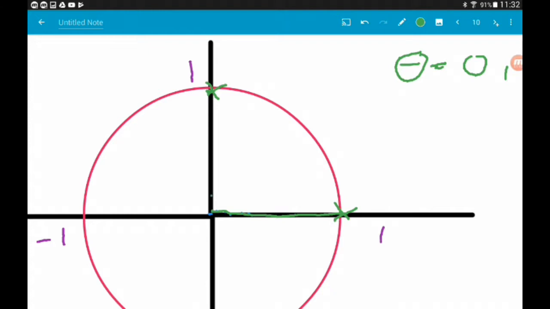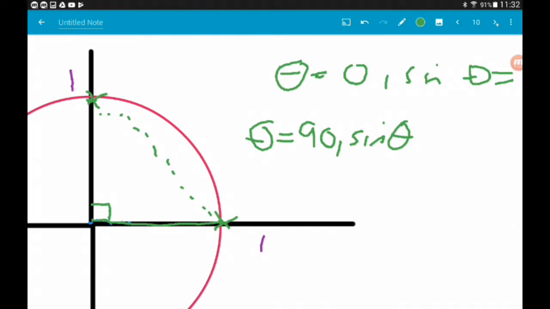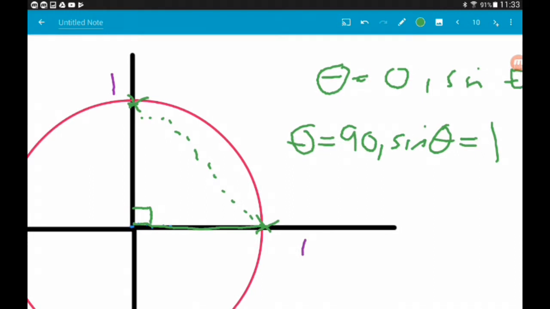So that would give us our right angle there, and then we would have a triangle going across like that. So this time, when theta is 90, or sine of theta, the height of our point on the circumference of the circle is 1.